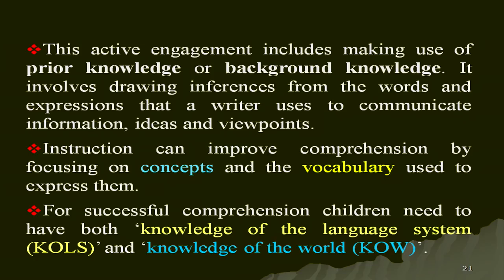The active engagement includes making use of prior knowledge, as I have already mentioned, or background knowledge. It involves drawing inferences from the words and expressions that a writer uses to communicate information, ideas, and viewpoints. Instruction can improve comprehension by focusing on concepts and the vocabulary used to express them. So, for successful comprehension, children need to have both knowledge of the language system, that is the linguistic knowledge called KOLS in short, and knowledge of the world, KOW in short.